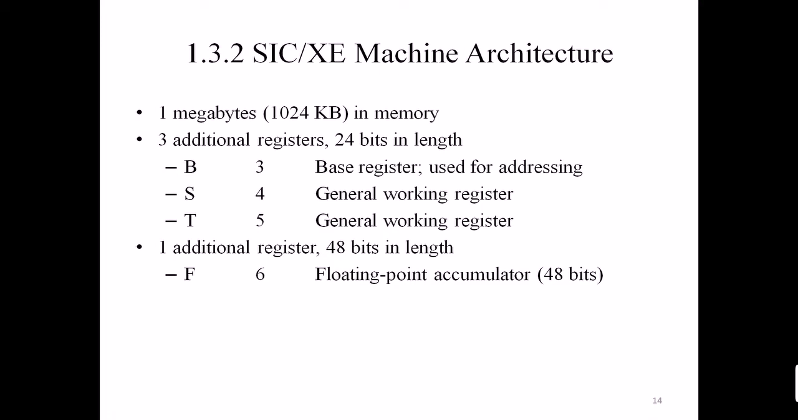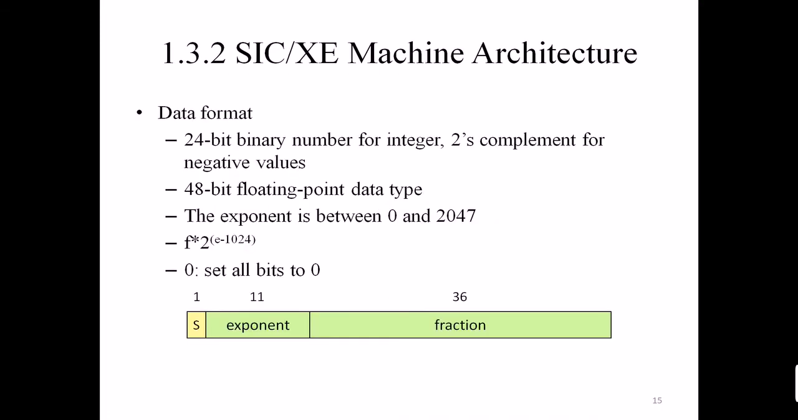And there is one additional register of 48 bits to store your floating point value. Remember, the other 3 registers will have 24 bits, but the floating point register will have 48 bits. Okay, now data formats.